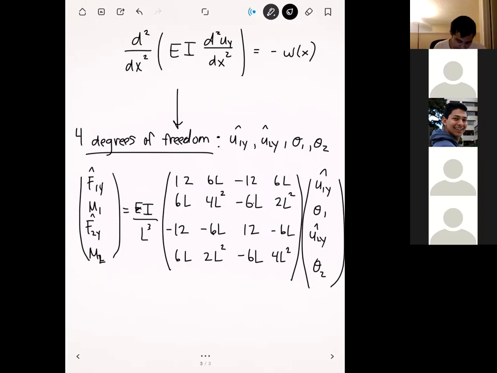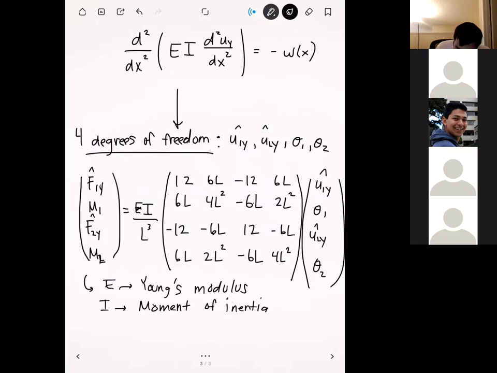Okay, so let's go ahead and define the parameters here, right? So we have three of them here. So let's start with E, and E is the same as before. E is our Young's modulus. I here is our moment of inertia. Okay, and that's the moment of inertia of a cross section of the beam.